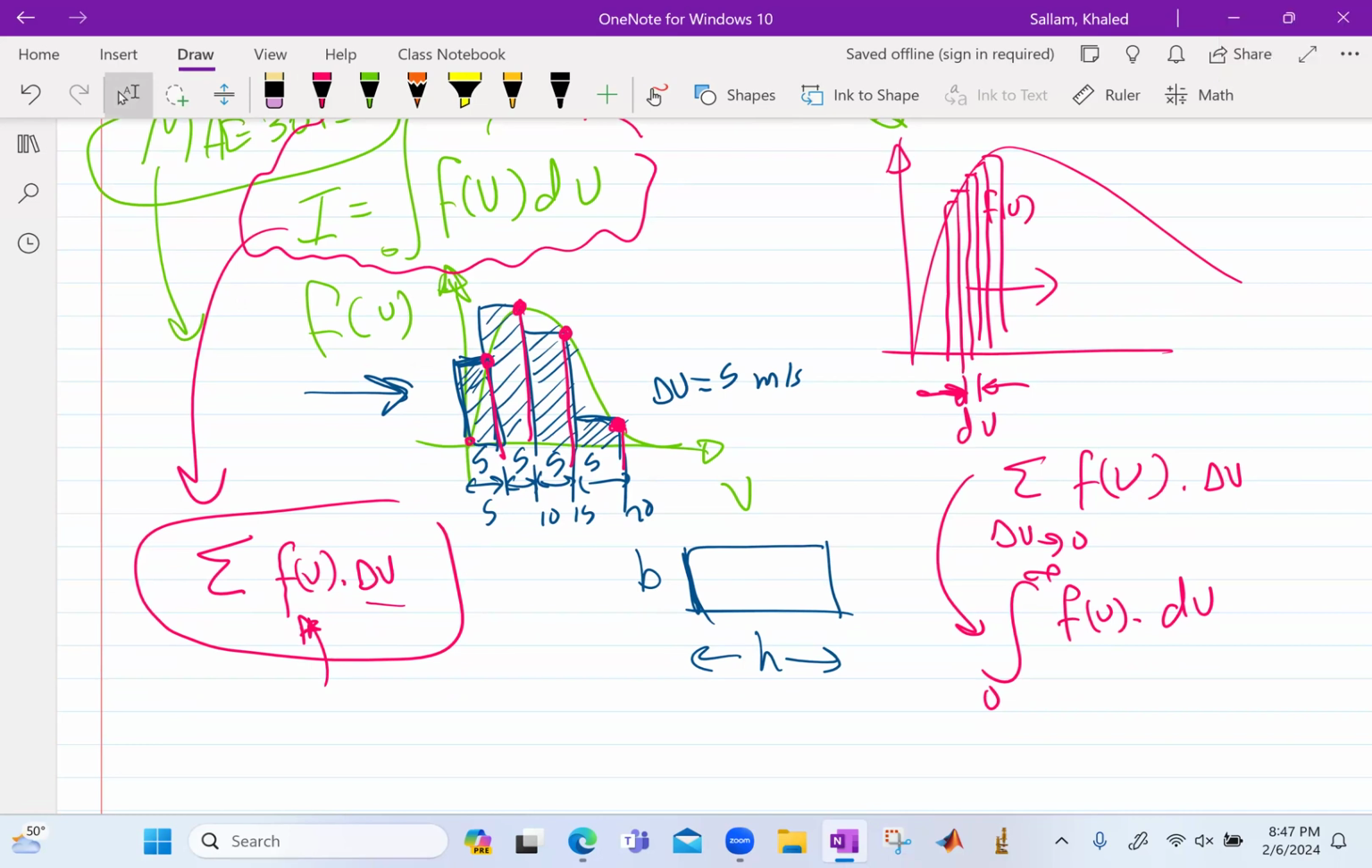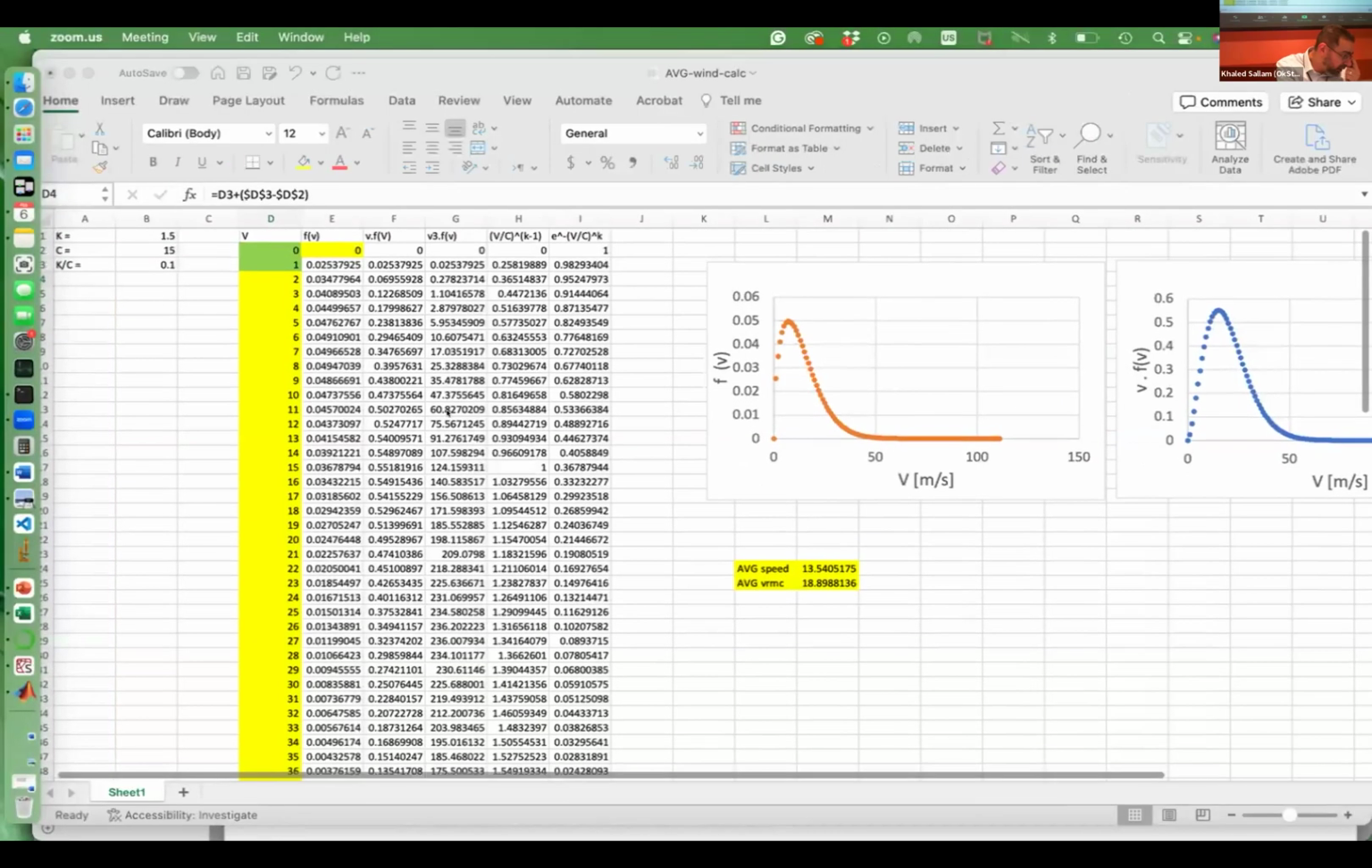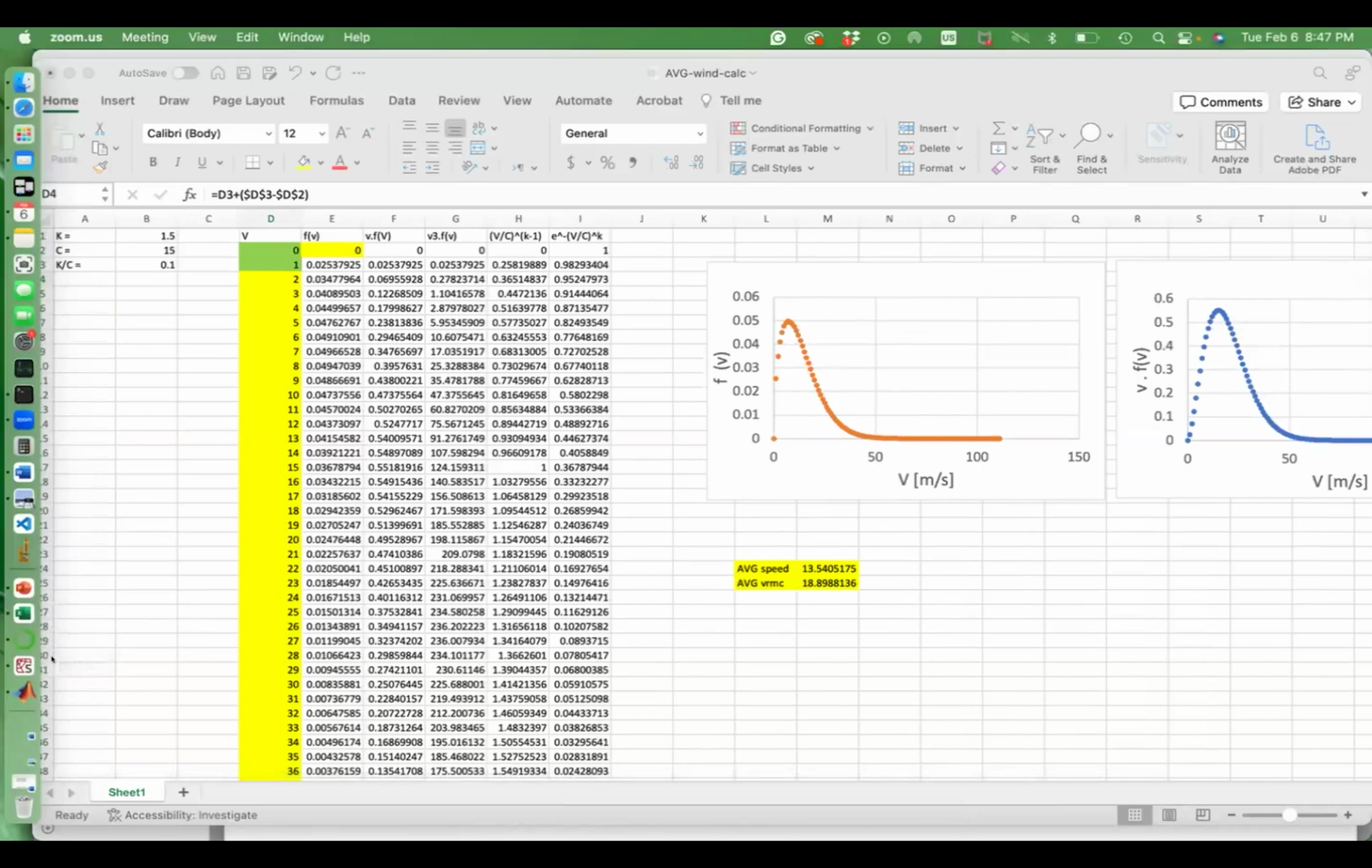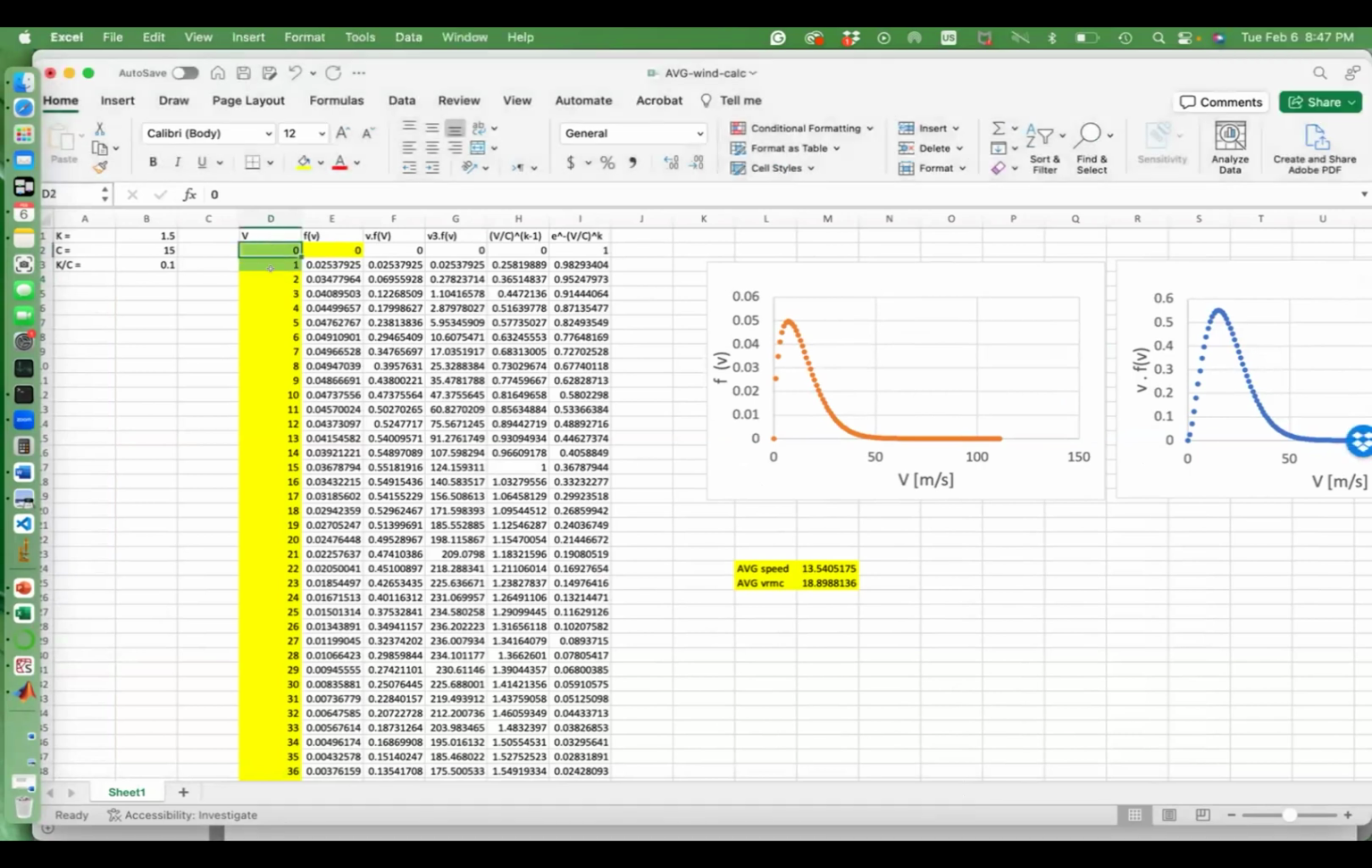Make sense? So you are not going to have a computer in the midterm, right? But if you have a computer, I'm going here, you see my velocity is going every 0, 1, 2, 3. In the midterm you will go 0 to 5, for example. For every one of them, here is f of V.